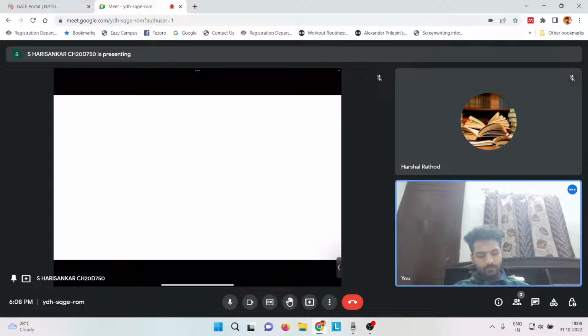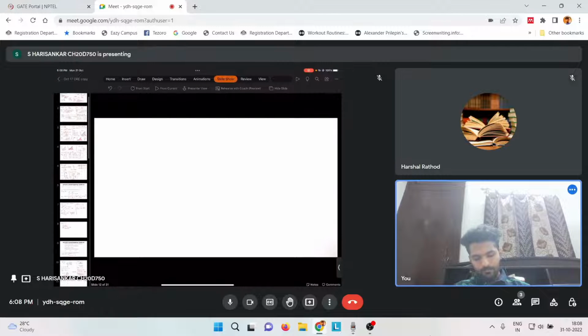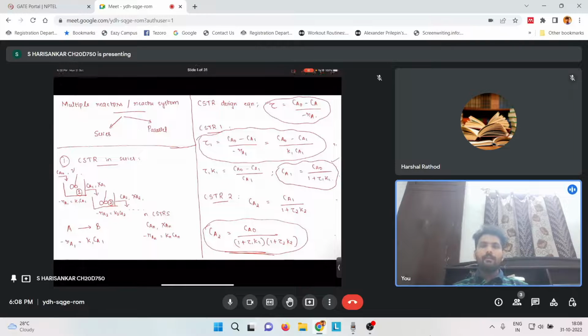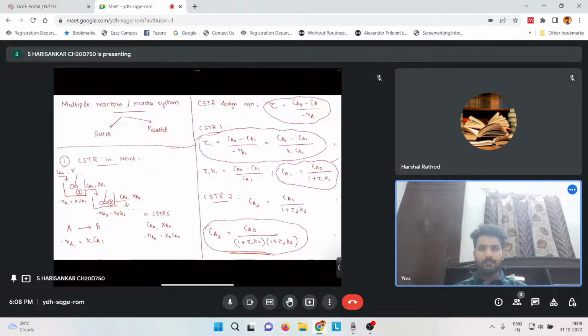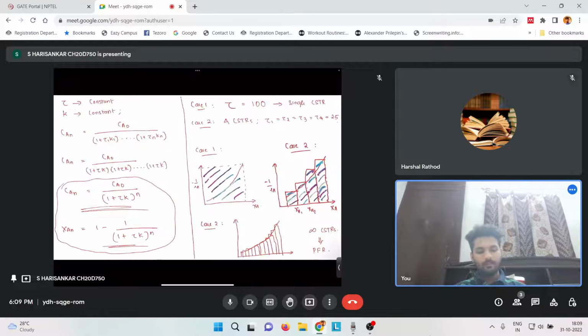Last class, let's just recap for a bit. Last class, we were looking into multiple reactor systems, like reactors in series and reactors in parallel. We looked at CSTR and PFR in series and parallel, and we tried to see how we can derive equations for such systems.